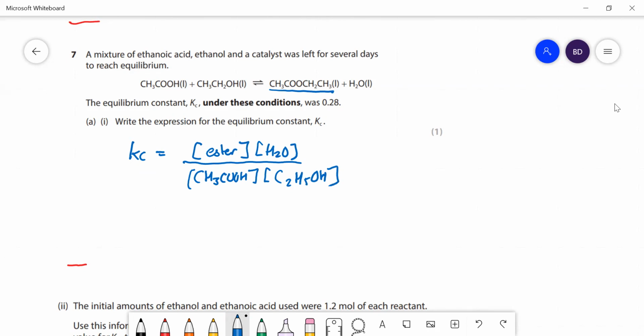I didn't ask, but we can see that there are going to be no units for that, and that's useful because it means we don't need to know the volume or the concentrations, because they're going to cancel out, and we will need to do that later on, I think.